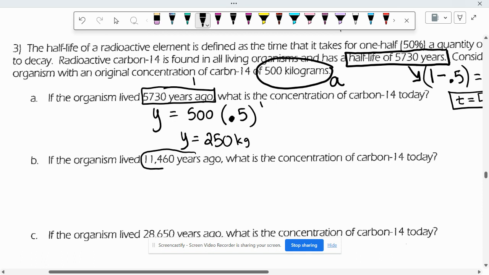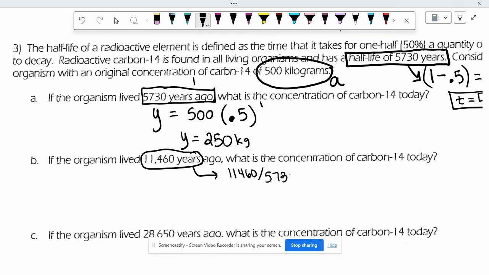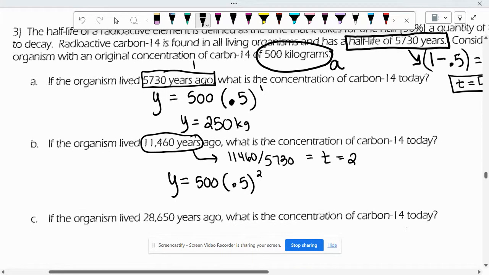So we're going to do the same thing, but now our time is 11,460 years. So take 11,460 and divide it by 5,730 to figure out what T is. How many cycles, how many time units have gone by? So what is that? T equals what? 11,460 divided by 5,730 is 2. So Y equals 500 times 0.5 to the power of 2. So what does that give me?